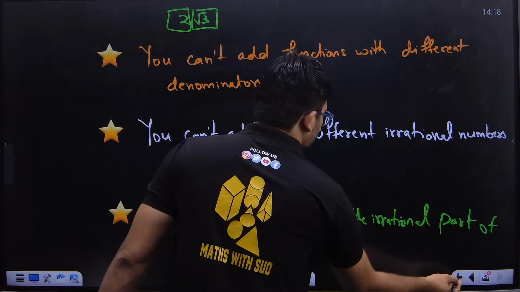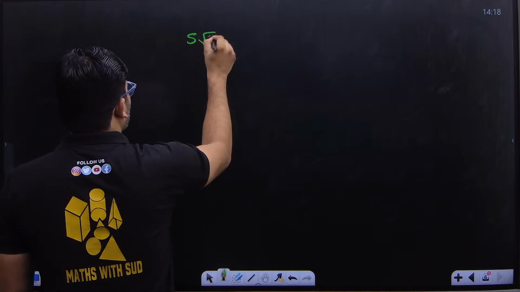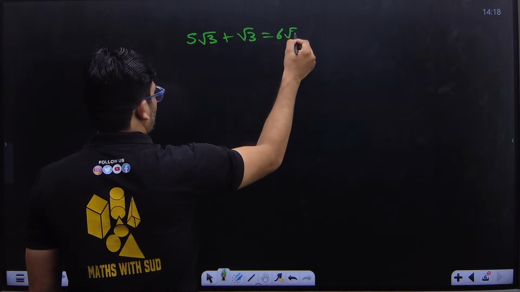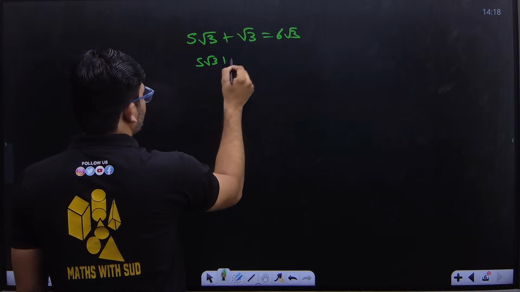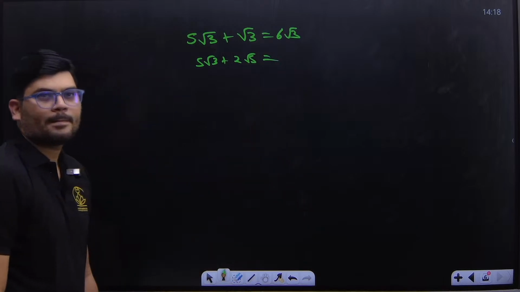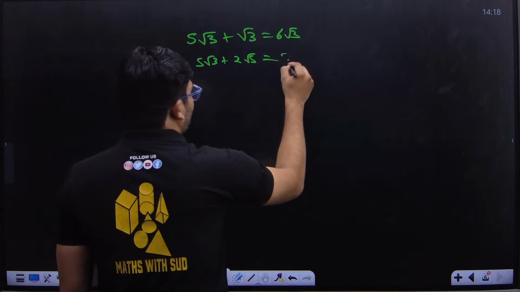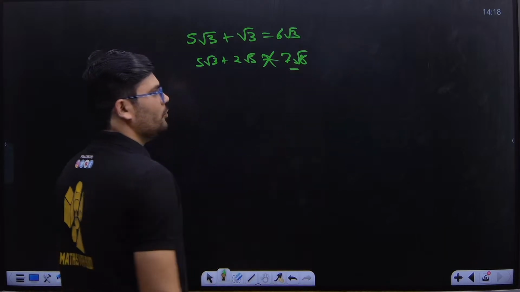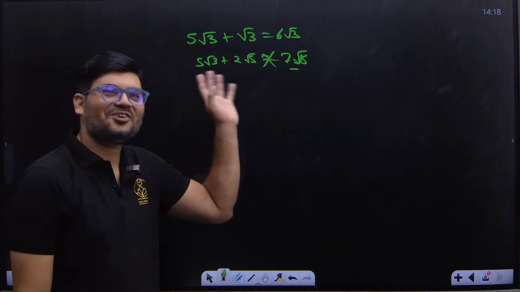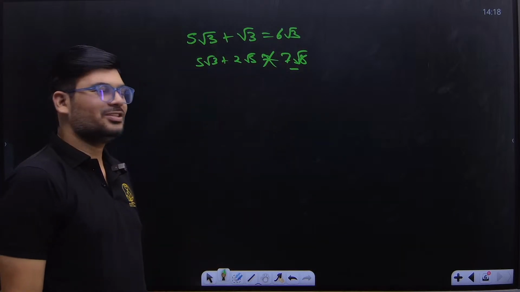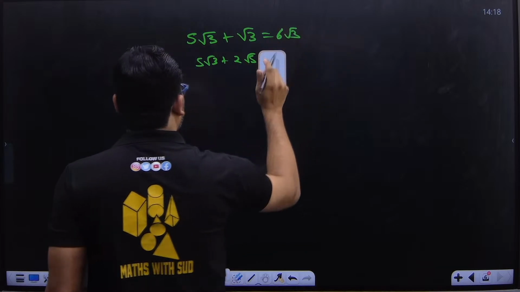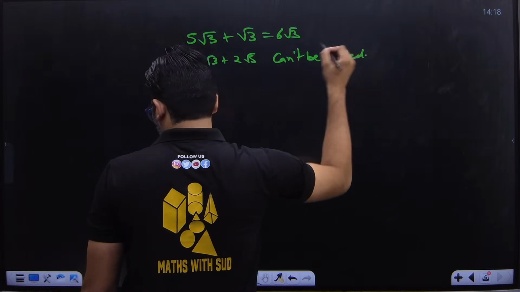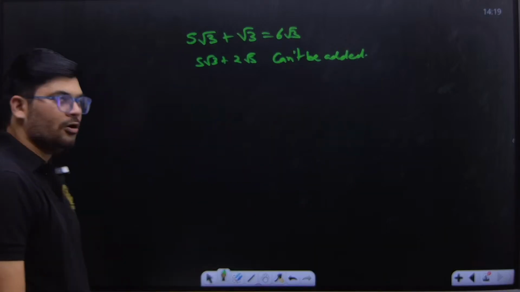So I am giving you some questions. Tell me, what is 5 root 3 plus root 3? 6 root 3. Okay. What is 5 root 3 plus 2 root 5? So you can't do it. Don't ever write 7 root 15 or 7 root 8. Most of the students add 5 plus 2 and they add root 3 plus root 5. They write 7 root 8. This is not correct. So you can't add them. Can't be added. That means it will remain the same only.